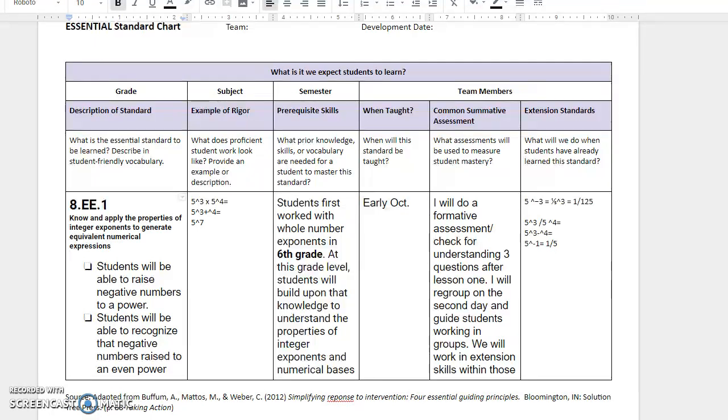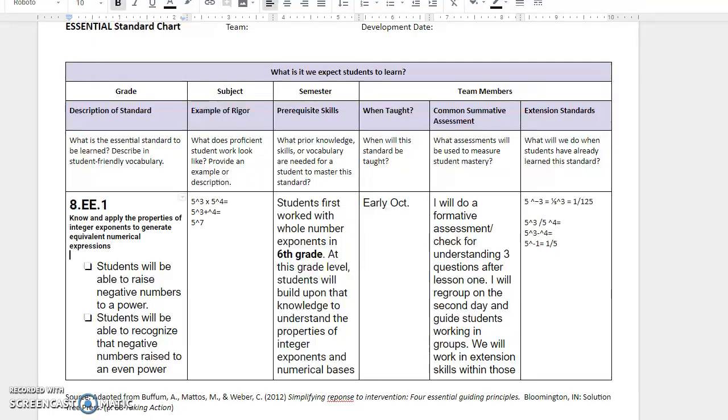So there's 6 areas to our chart: description of standard, which I'll go through in a minute, example of rigor, prerequisite skills, when is it taught, common summative assessment, and extension standards. So first off is the description of the standard. As we're looking at this 8th grade math standard, the description would be: know and apply the properties of integer exponents to generate equivalent numerical expressions.